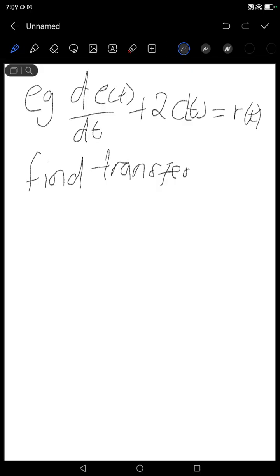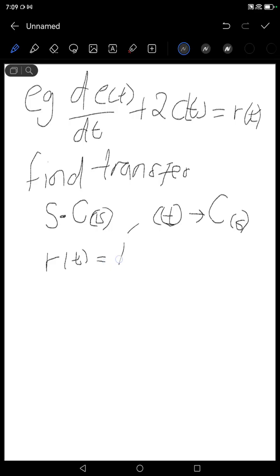Okay, so remember I said dc(t)/dt, we write it as s multiplied by C(s). And then the c(t), we write it as C(s), with big letters, and then the r(t), we're gonna write it as R(s). This s is a Laplace operator. It shows that we're doing a Laplace. So now when we are given this equation, we're just gonna rewrite this in a Laplace form.